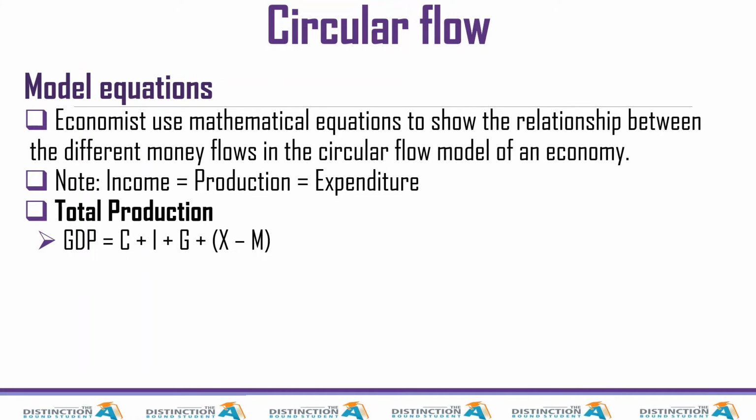GDP is the total market value of all final goods and services produced within the borders of a country over a specific period of time. The model equation for that is C plus I plus G plus X minus M. Our C is consumption spending by households, our I is investment spending by businesses, our G is government spending, our X is exports, and our M is imports. So that's how we get GDP.